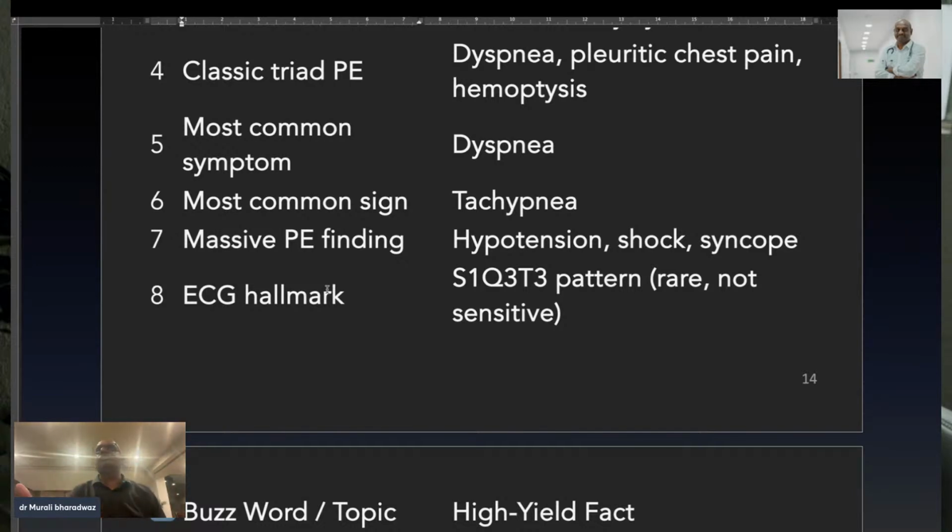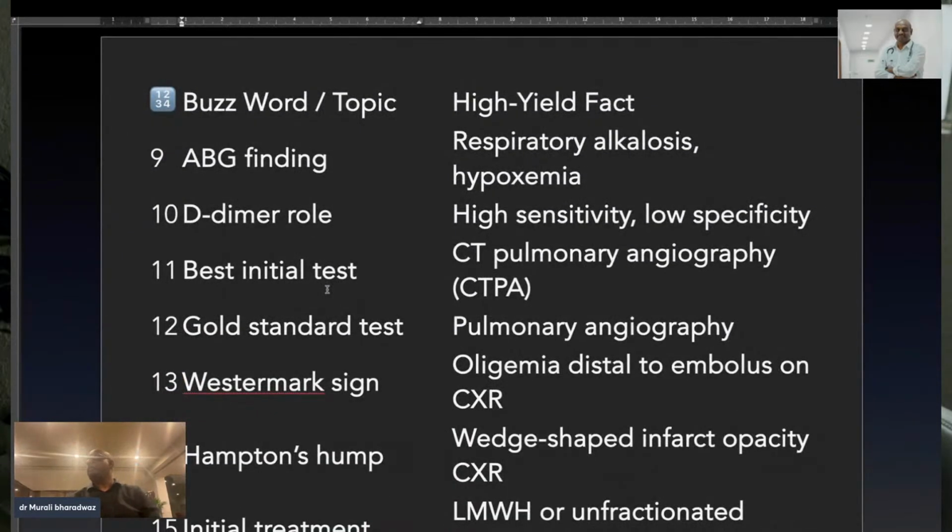But the most characteristic, like the gold standard, is S1 Q3 T3. S means a negative wave before the R wave in lead 1. Q3 is a negative wave before the R wave in lead 3, and T wave inversion in lead 3. Need to be remembered. And because a patient has tachypnea, hyperventilating, he will have respiratory alkalosis.